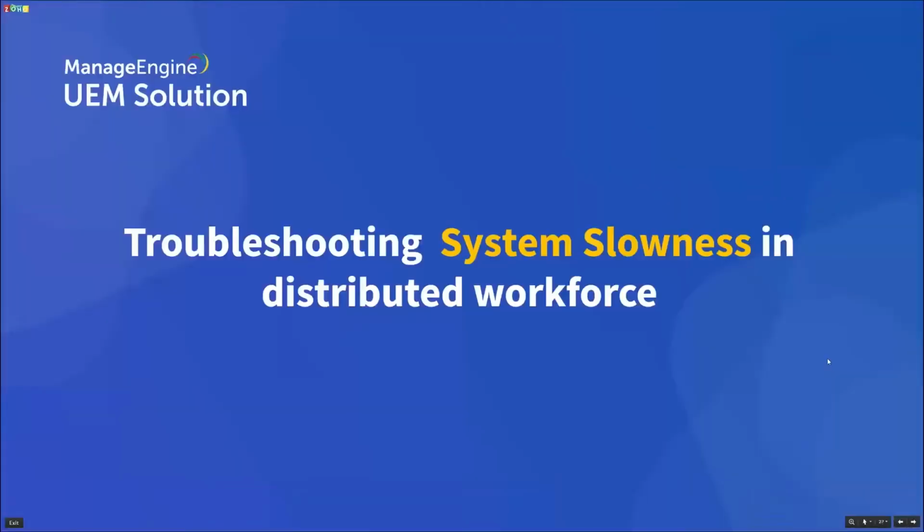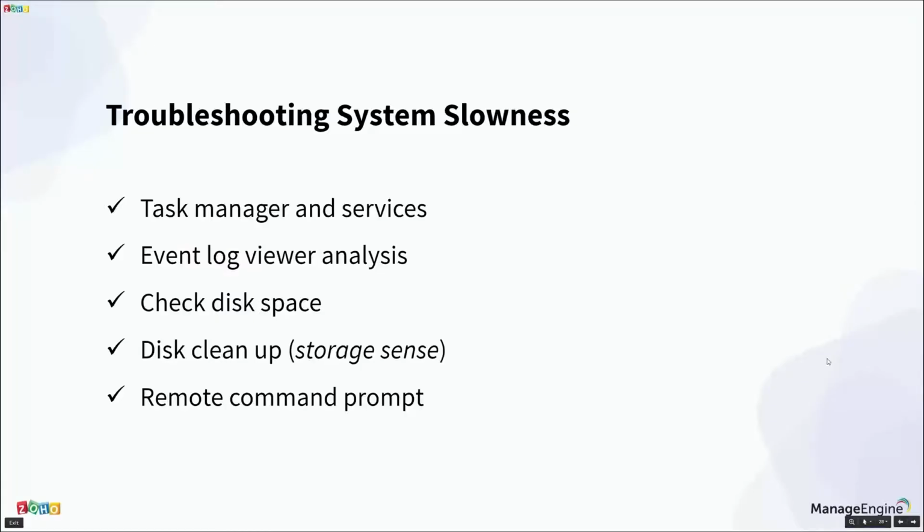So let me give you an example. For troubleshooting system slowness in your distributed environment, what are the typical steps that we would take? We will look at the task manager and see what is consuming the highest resources, or if I want to stop a service, or let's say I want to check the event logs and find out what's happening, check whether they have enough disk space, or I can configure an automated task to clean up the disk space on a scheduled basis. I can also remotely access command prompt and get instant output without disturbing the end user.